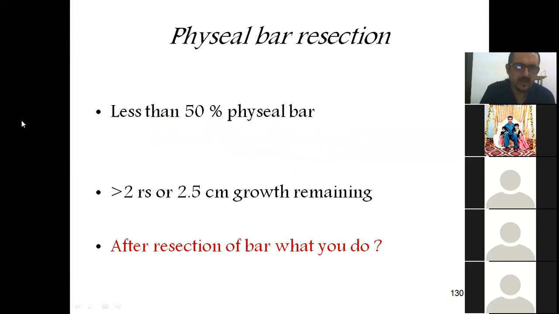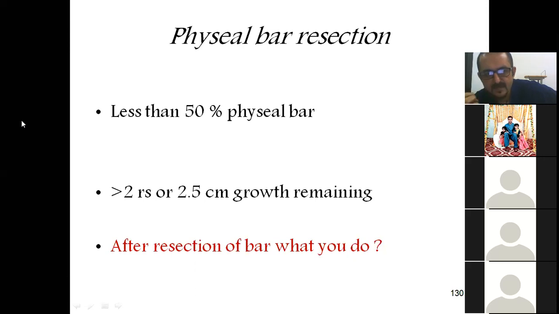So regarding the physis bar resection, when should you resect the bar? If it's less than 50% of the physis and there is more than 2 or 2.5 centimeters of growth remaining, you can resect the bar. After resection of the bar, what will you do? Any idea?